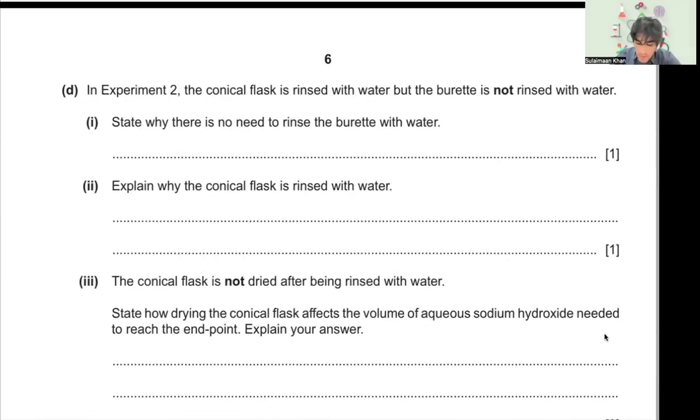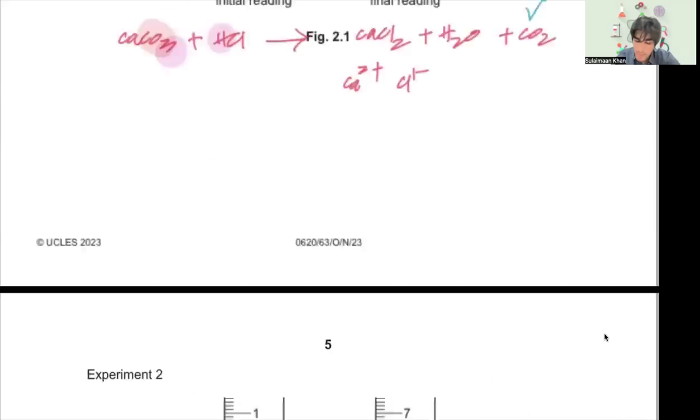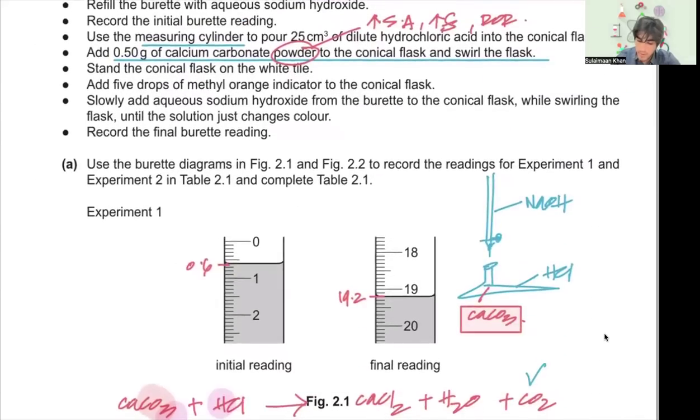State why there is no need to rinse the burette. In experiment 2, the conical flask is rinsed with water, but the burette is not rinsed with water. See, I told you. Why would he rinse the burette with water? Is he stupid? Because if he rinses it with water, there may be some water droplets left behind in the burette, which would dilute the concentration of sodium hydroxide, right? So to ensure the same concentration of sodium hydroxide. Or you could also say, hey, in experiment 1, NaOH was used, and in experiment 2, NaOH is also used.